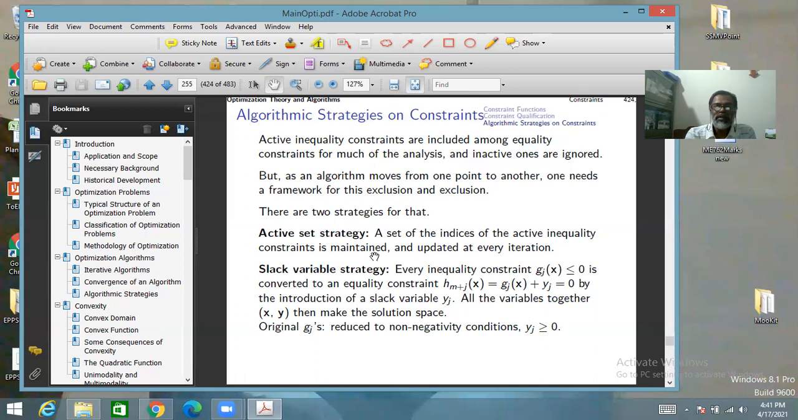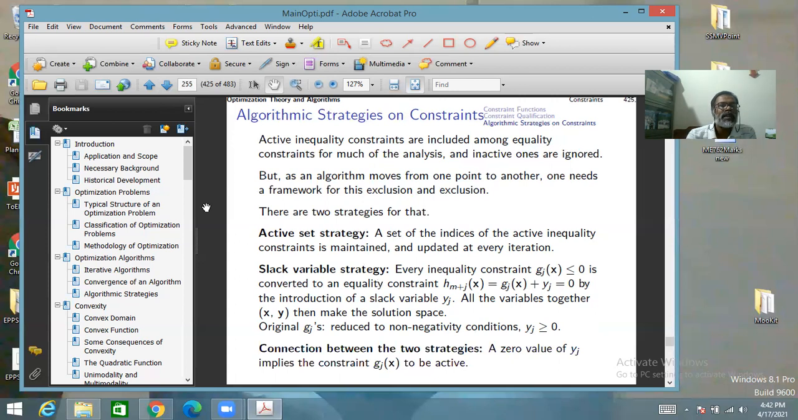Now the relationship between these two strategies is very simple. A particular yj being 0 means that there is no slack, no margin anymore, and that constraint has become active. So an active constraint has the corresponding slack variable 0. This is the connection between the two strategies. Algorithms typically use one of these strategies to manage it.